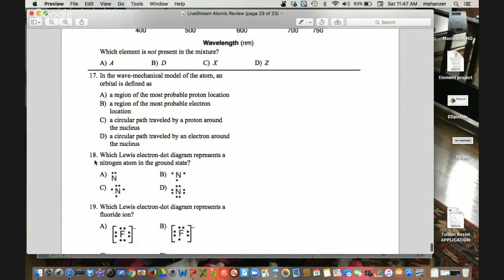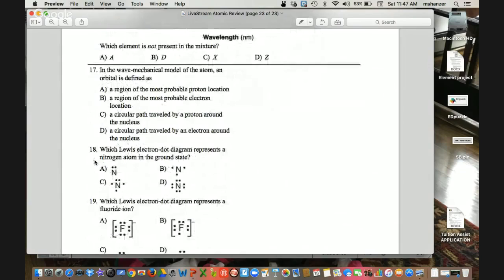Let's look at some other questions here. In the wave mechanical model of the atom, an orbital is defined as, and again, it's about electrons. So choice A is saying a region of the most probable proton location. No good. And choice C is also talking about protons. So we can eliminate choice A and C right off the bat. When we look at choice B, it says a region of the most probable electron location, which is the correct answer, because we must keep in mind that when we talk about electrons, we can never know exactly where they are going to be located, which is why choice D is not correct.